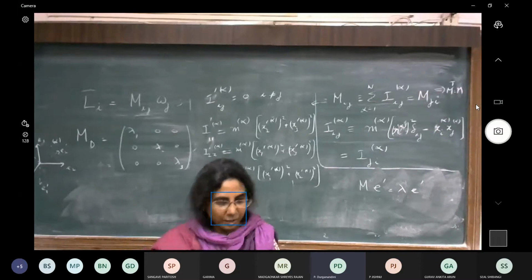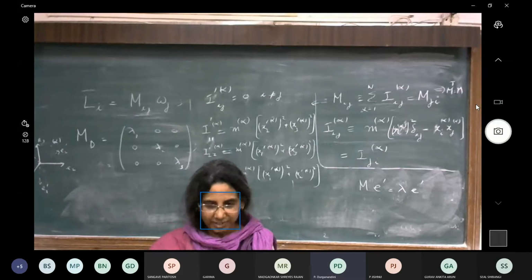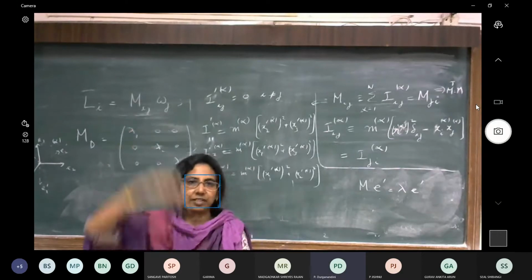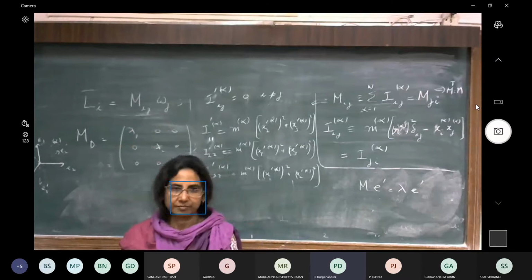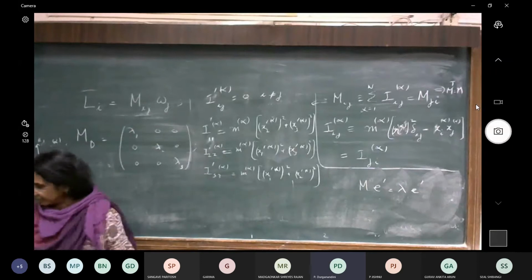So by looking at the inertia tensor, I can tell you something about my rigid body itself. Because if it has a symmetry axis, then what it tells me is that I have a cylindrical geometry for my rigid body. It's a cylindrical geometry along, for example, the E1 prime axis. That's what it is.